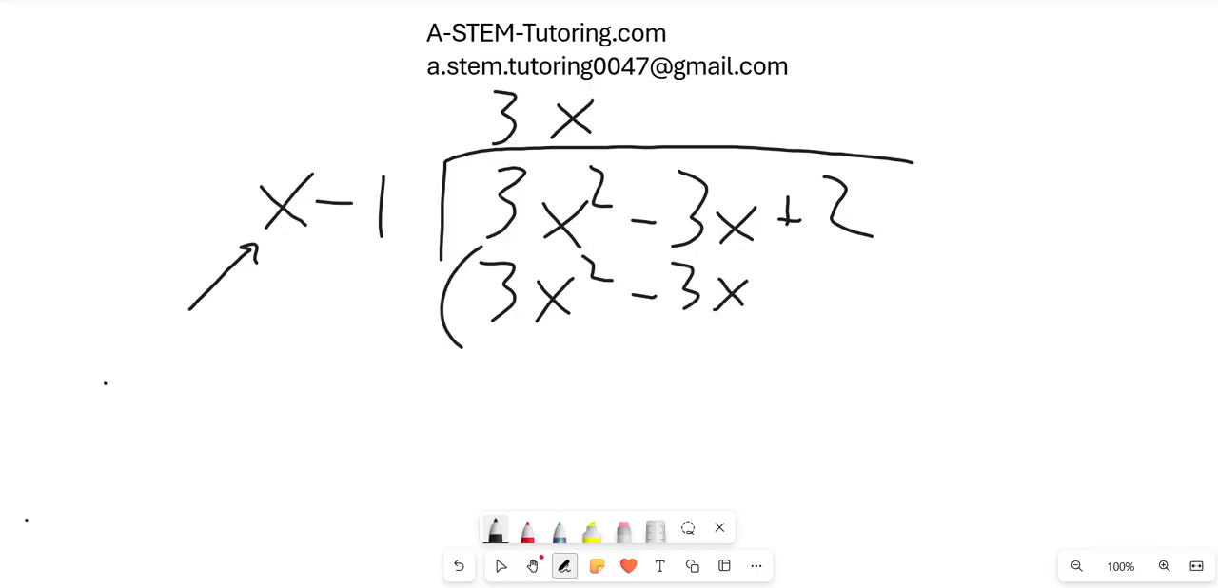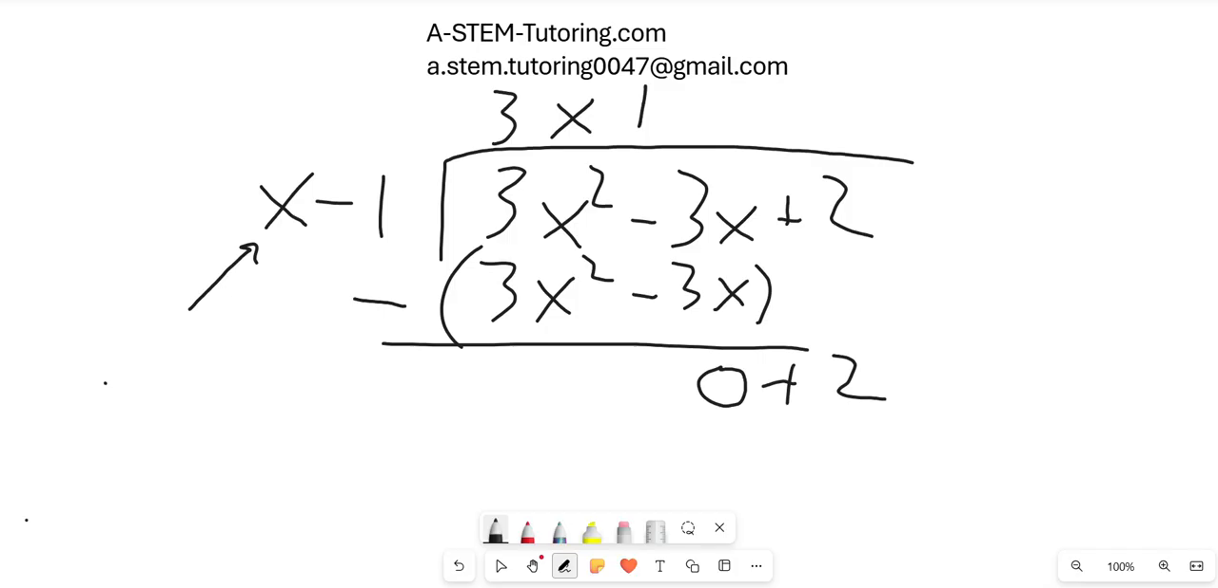Then we subtract this entire quantity, just like long division. We get a 0. What times x minus 1 would give us a 0? Well, that would just be, oh sorry, we have a plus here. That would just be 0. So we add a 0 here. And then we subtract 0, so nothing changes. We have a final remainder of 2, so we have a final term of 2 over x minus 1.